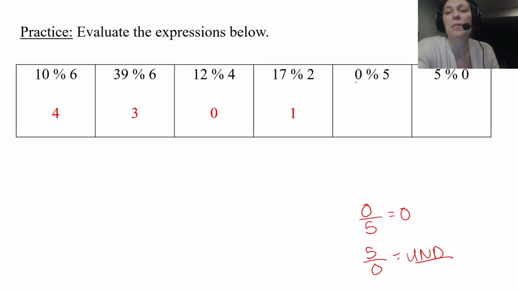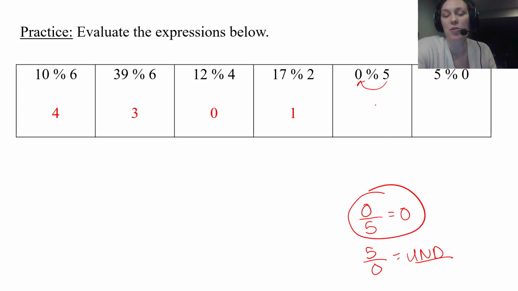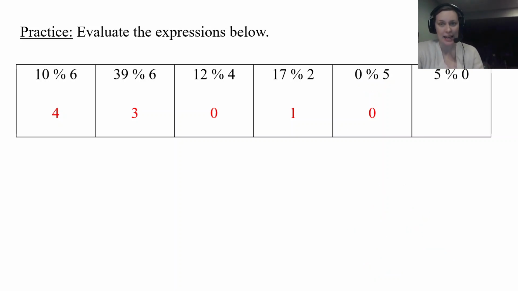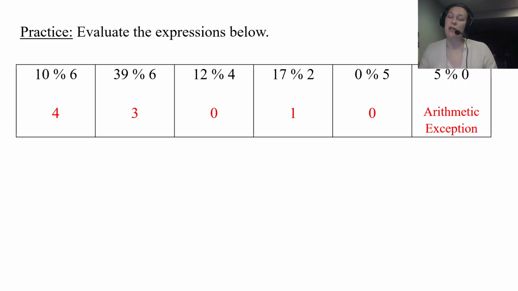Okay, 0 mod 5 means that you see how many times 5 goes into 0. Okay, that's this option right here. So 0 mod 5 or 0 mod anything is just going to be a 0. The other way is going to be a divide by 0 situation, and that's going to throw an arithmetic exception.